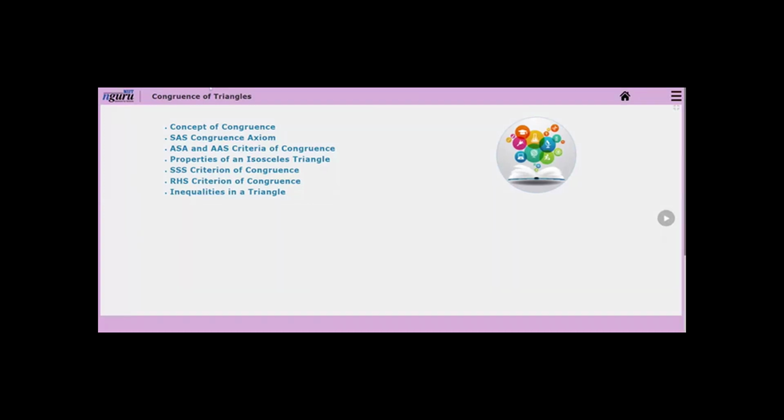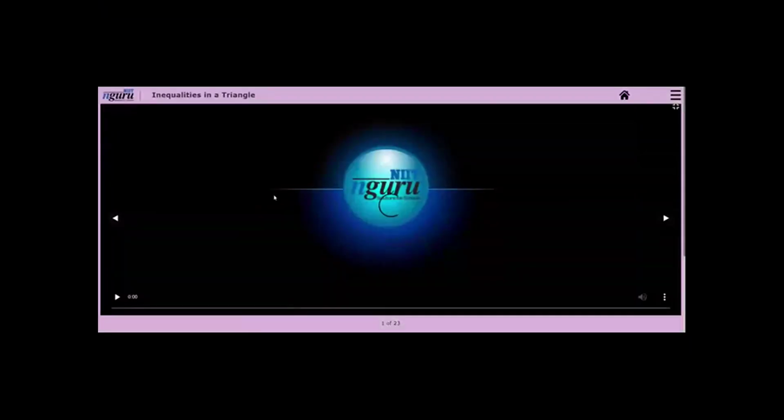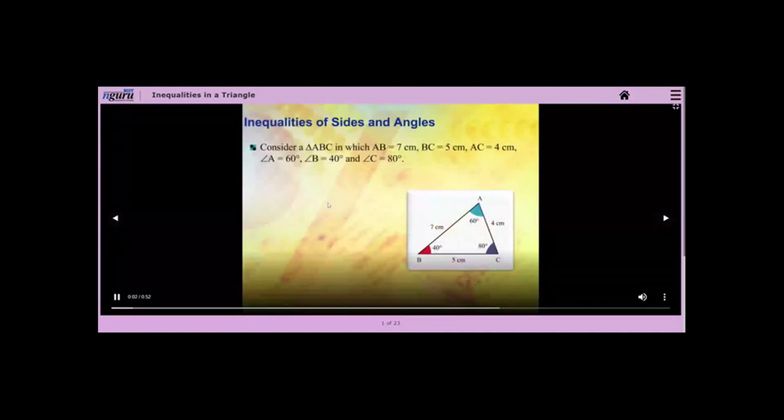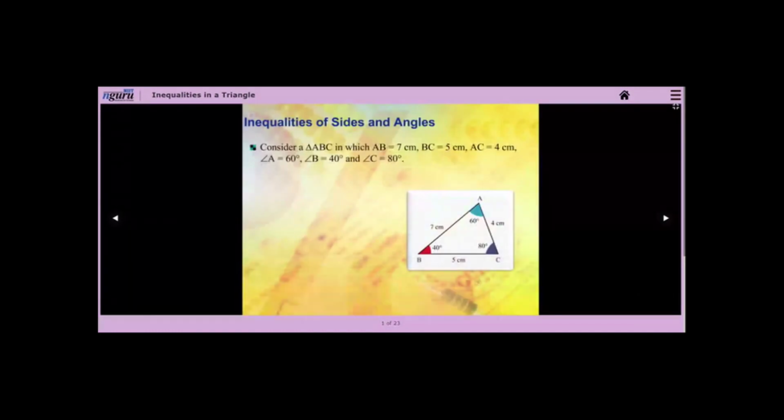What is the meaning of inequality? Not equal, ma'am. Consider a triangle ABC in which AB is equal to 7 centimeters, BC is equal to 5 centimeters, AC is equal to 4 centimeters, angle A is equal to 60 degrees, angle B is equal to 40 degrees, and angle C is equal to 80 degrees.